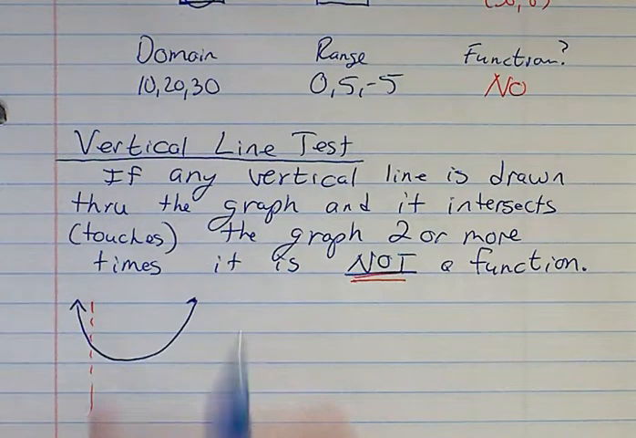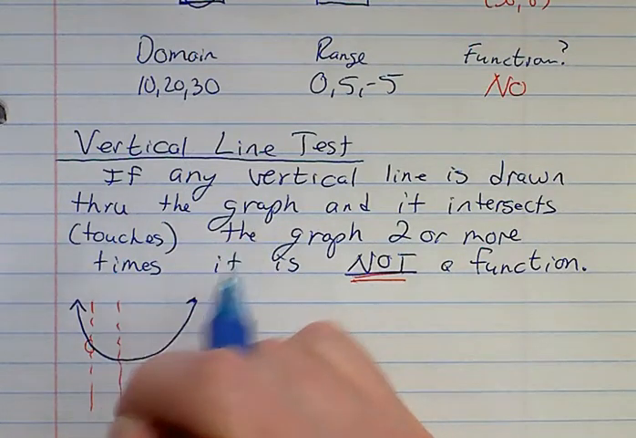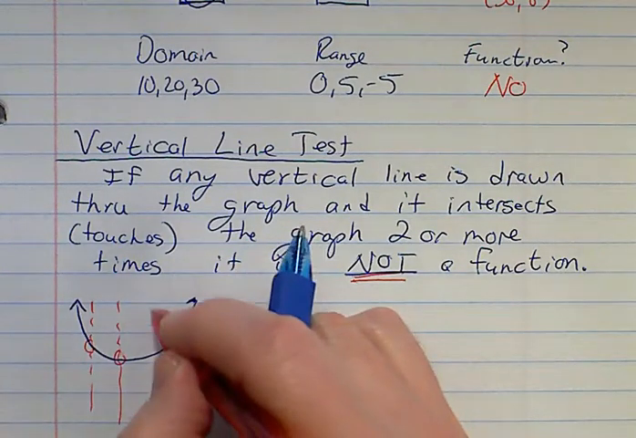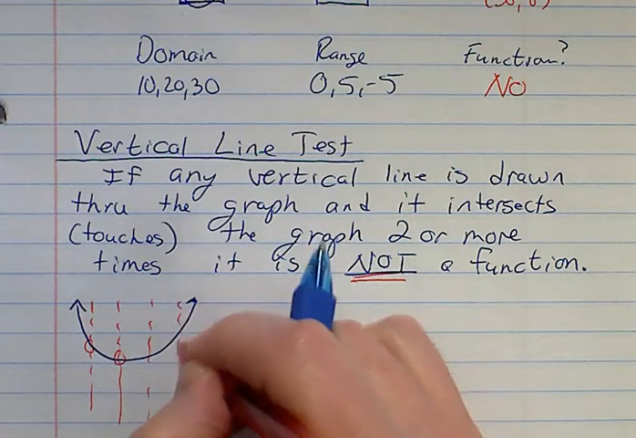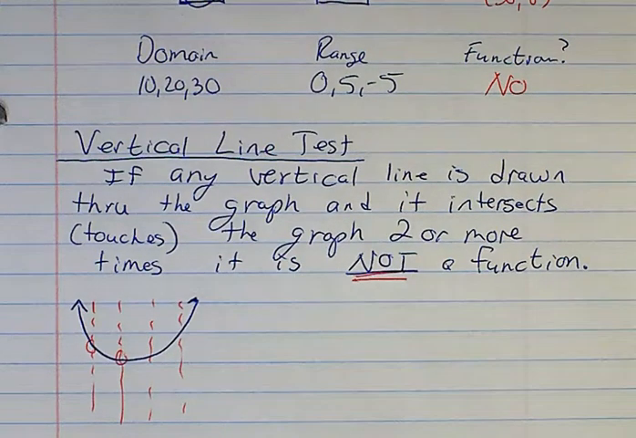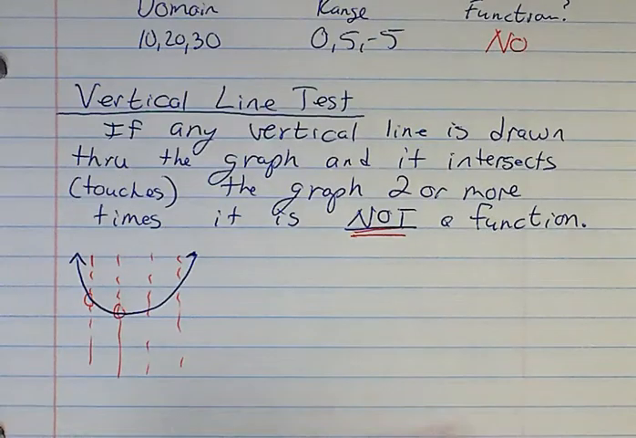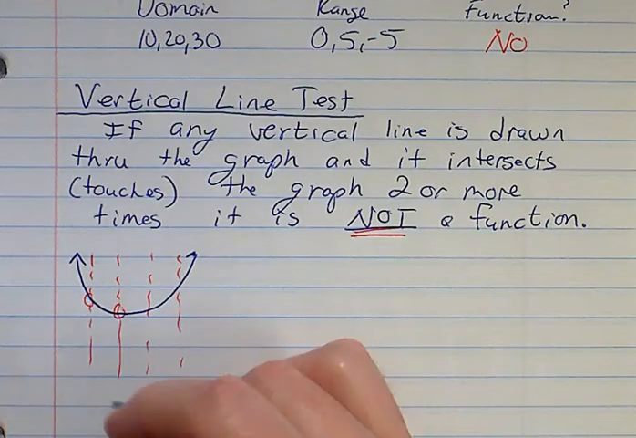Just start drawing vertical lines through it. There's a vertical line. It hits it one time, that's okay. Here's another vertical line. It hits it one time, that one's okay. So as long as every vertical line that you draw hits it one time, it's okay. So they ask you, is this thing a function or not? Yes, it is. There you go.